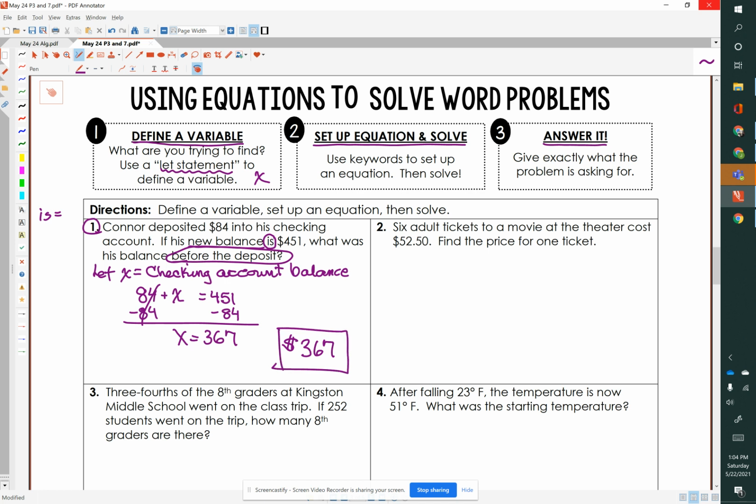In number 2, we are told that 6 adult tickets to a movie at the theater cost $52.50. Find the price for one ticket. So this is what we need to find, one ticket. So we're going to let X equal each ticket cost.